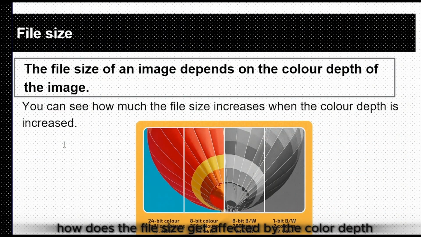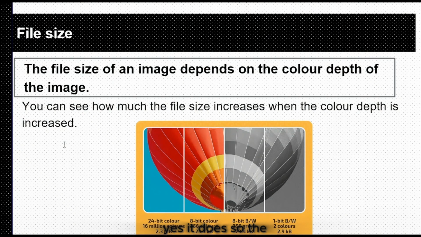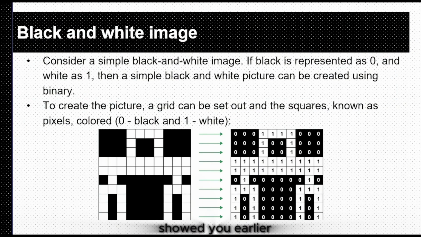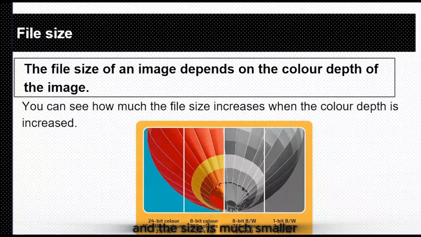How does the file size get affected by the color depth? Yes, it does. The more color depth we have, the bigger the file size will be. As you can see here, 24-bit color depth, the file size is 2.3 megabytes. Here, 1 bit is 2.9 kilobytes. So if we go back to that slide which I showed you earlier, this one is just a black and white image, and the size is much smaller, 2.9 kilobytes.